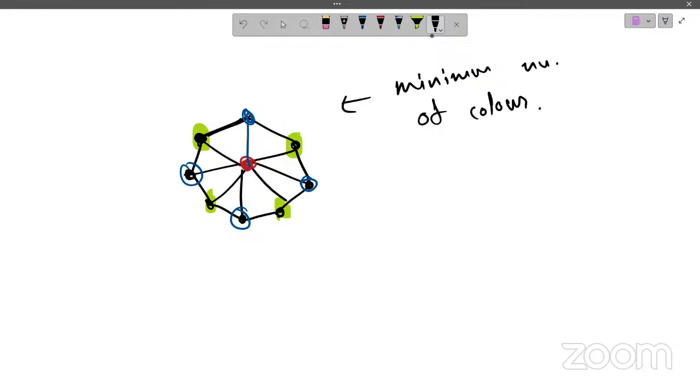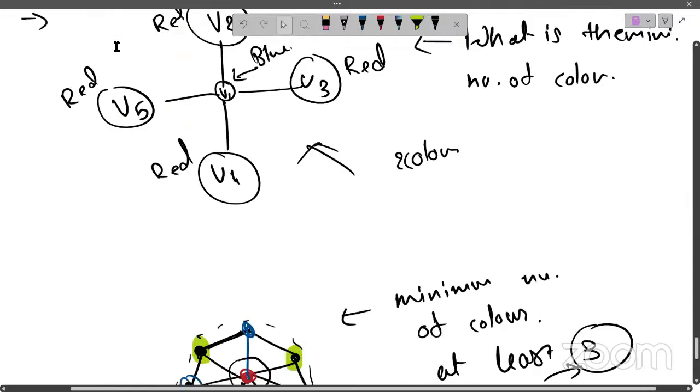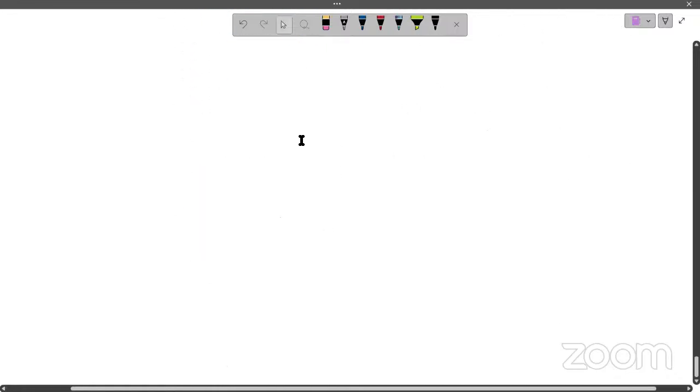We cannot color this graph using 2 colors, because if I use one color for the center, then I just remain with one color. So we cannot cover the whole thing using 2 colors. I need at least 3 colors. At least 3 colors are required for coloring the whole graph. Okay. Any doubt?